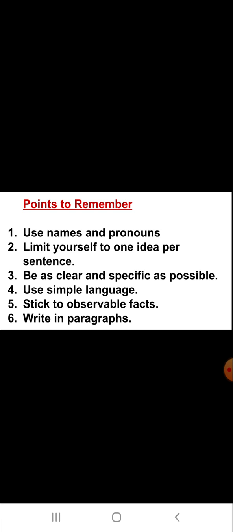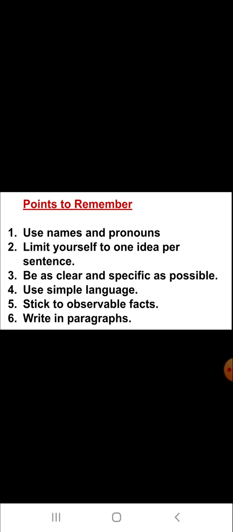The fourth one is use simple language. So simple language, why you should use it? Because it is one of the simplest ways where the reader can understand what your opinions and ideas are that you are expressing in the report. The fifth one is stick to observable fact. Means the fact should be very observable. What you have observed in the incident or event, that should be there. The sixth one is that you have to write in paragraphs. As first you will write the introduction, then you will come to the content of the report.